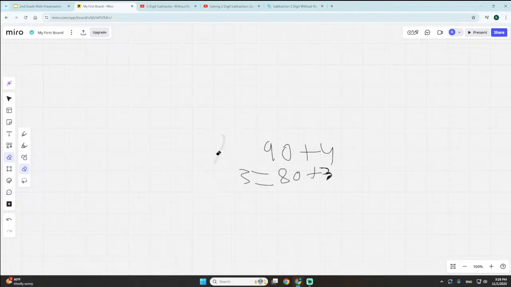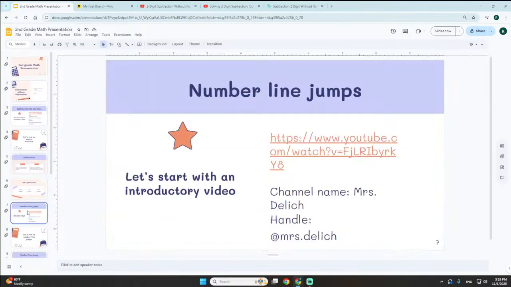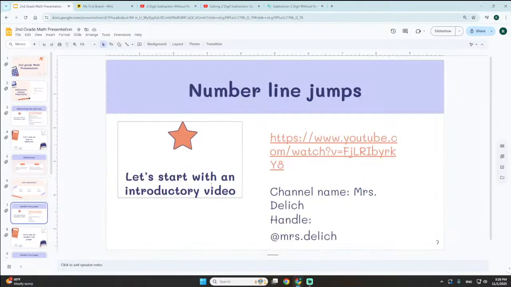So hopefully we understand this first part of two-digit subtraction without regrouping. We will also have some homework/practice problems at the end, and I will also go over those. Now we're gonna start with number line jumps.